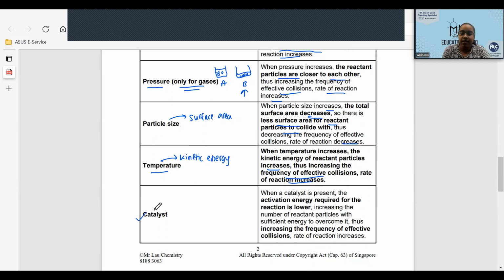And the last factor is catalyst. What is a catalyst? When a catalyst is present, the activation energy required for the reaction is lowered, therefore increasing the number of reactant particles with sufficient energy to overcome it. This increases the frequency of effective collisions, and therefore the rate of reaction increases.